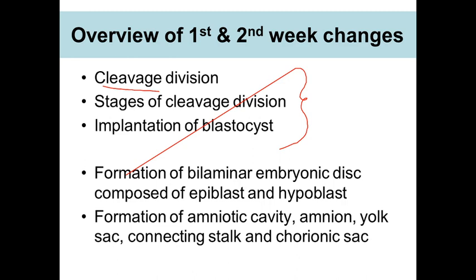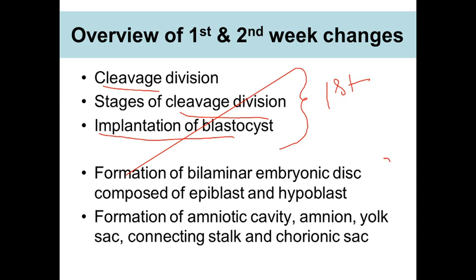The second is the different stages of the cleavage division. What are the different stages? It will be dividing into 2 cell stage, 3 cell stage, 4 cell, 8 cell, 16 cell. These we call the morula. Once the morula is formed, we see the formation of the blastocyst stage. Once the blastocyst stage is formed, it moves into the uterine cavity and implants into the uterine wall. These changes occur during the first week of the development.